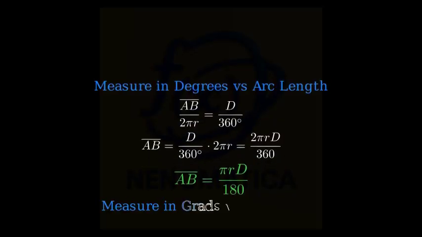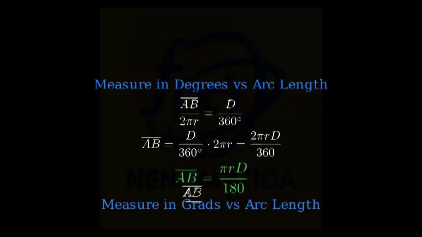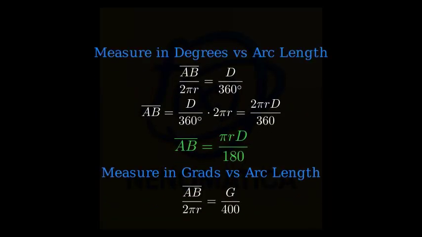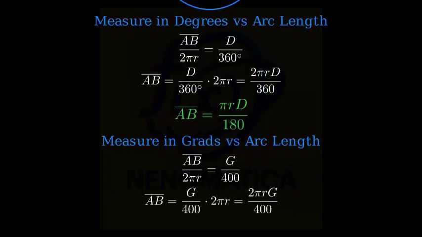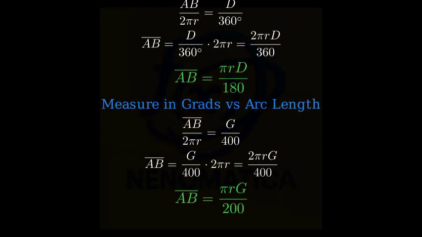Step 2. Grads. In the gradian system, a full circle is 400 grads. Our proportion becomes arc length over circumference equals g over 400. So arc AB equals 2 pi r times g over 400, which simplifies to pi r g over 200.